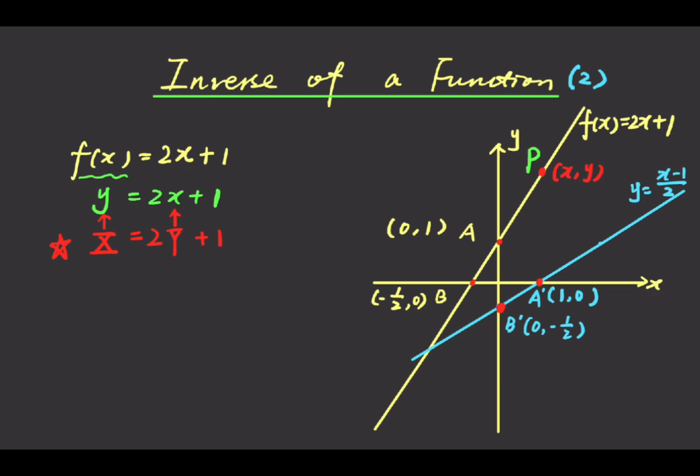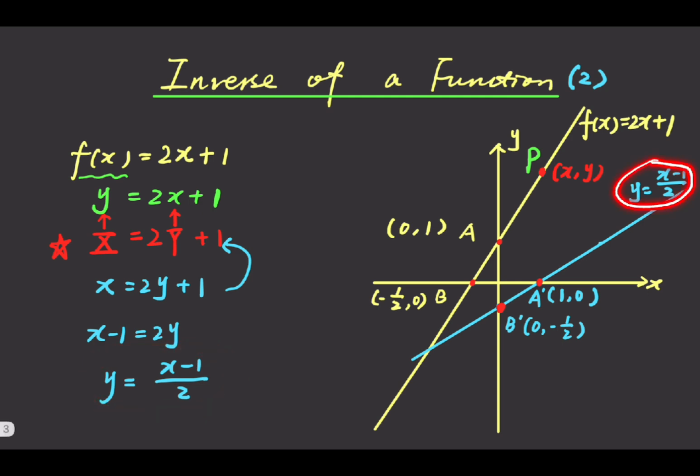Of course, here I use the x in uppercase, the y in uppercase. My aim is to differentiate this expression from this expression, but in fact, you just need to use x in lowercase, y in lowercase to replace this one. Then, for this equation, you just need to figure out x minus 1 equals 2y, y equals (x minus 1) over 2. Right? This equation is just this one.